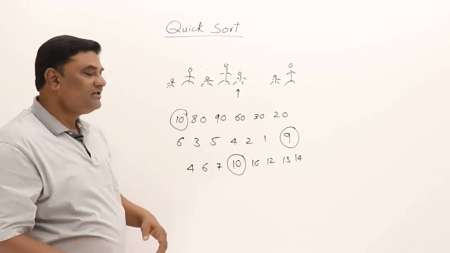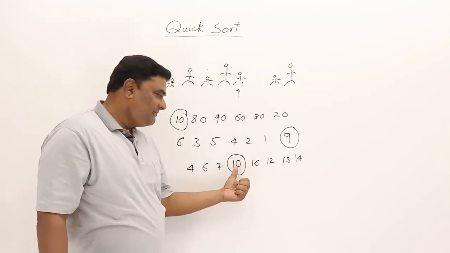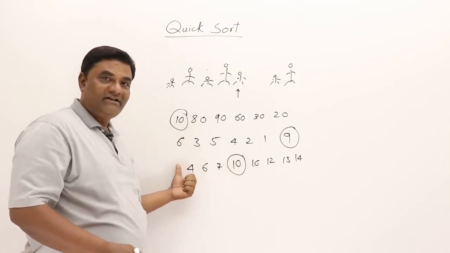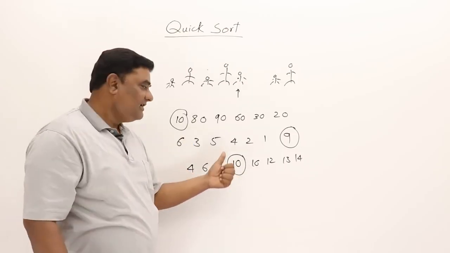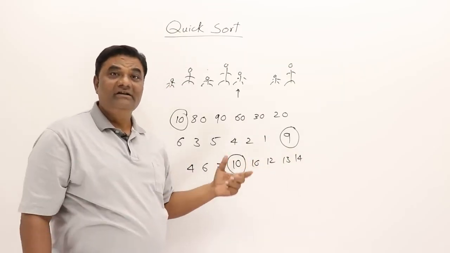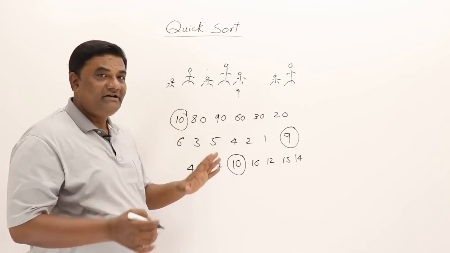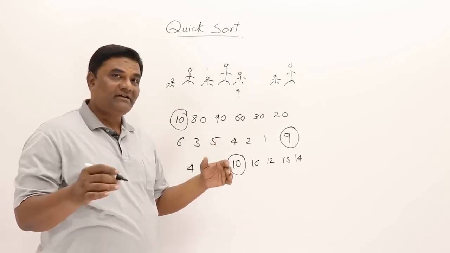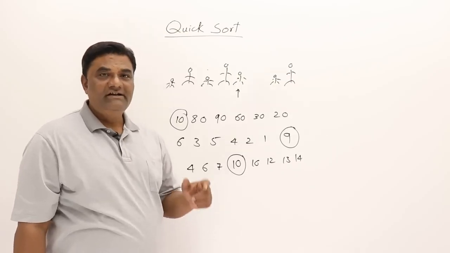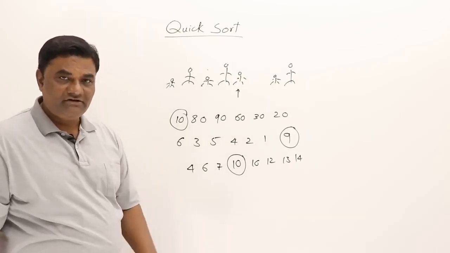So QuickSort works on the idea that an element is in the sorted position if all the elements on the left hand side are smaller than that element, and all the elements after it, on the right hand side, are greater than that element. Then that element is in sorted position. The rest of the elements may or may not be sorted. So this is the idea of QuickSort. QuickSort works on this.